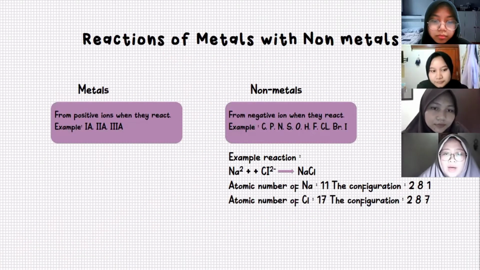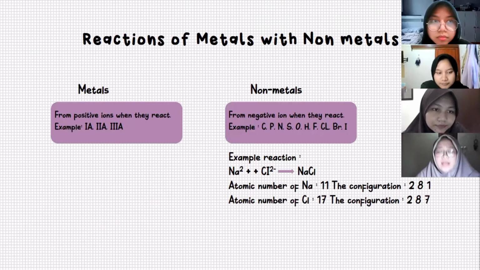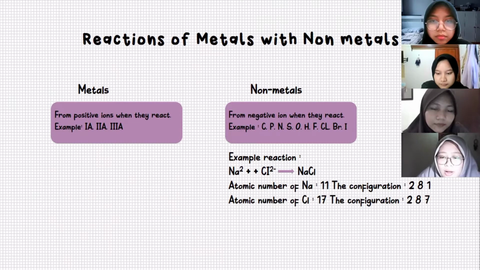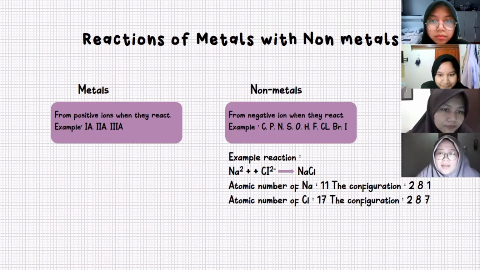Metals form positive ions when they react. Example, 1A, 2A, and 3A. And nonmetals form negative ions when they react. Example, C, P, N, S, O, H, V, Cl, Br, and I. I remember it with CPNS, ongkos hajinya via celengan BRI.